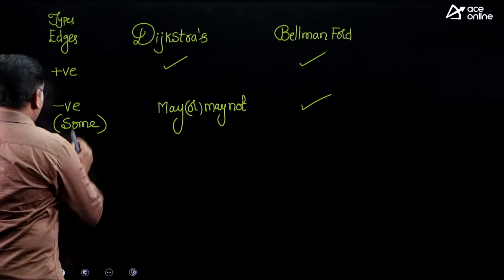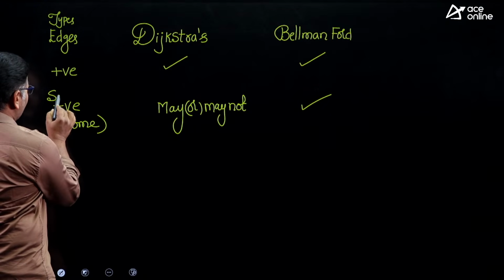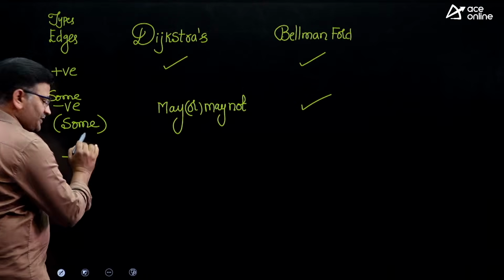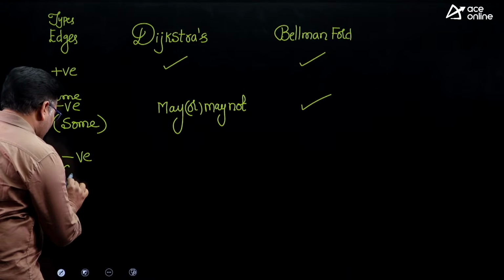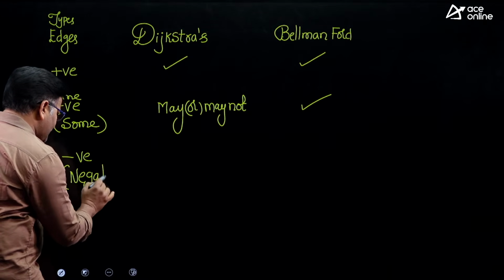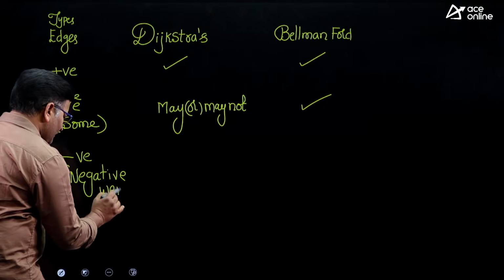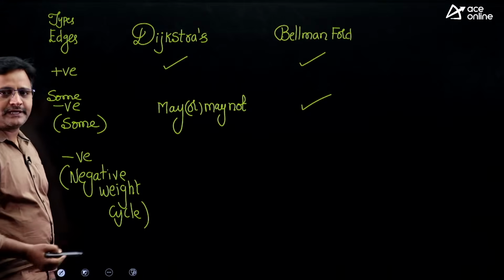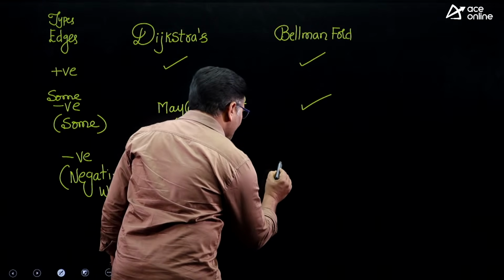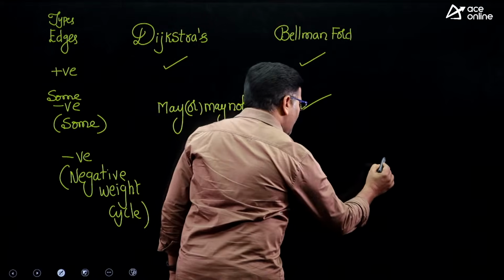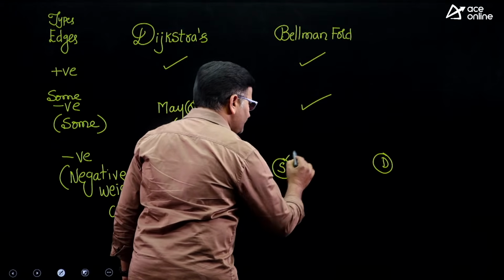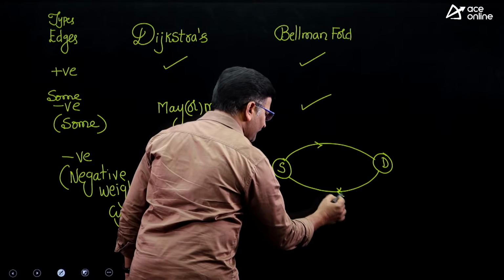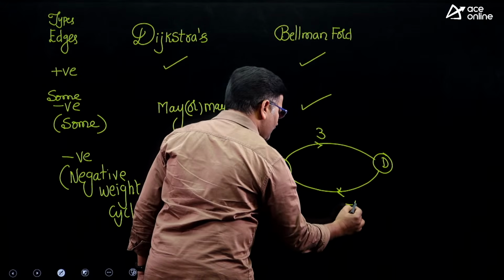Next one, types of edges. Here I am talking about some edges. Okay, some edges are negative weight edges. Suppose the graph has negative weight edges and also has a negative weight cycle. So what is the meaning of negative weight cycle? For example, if I consider source is S and destination is D, assume that they are connected by means of negative weight edges. Let it be 3 and its weight is equal to -5.